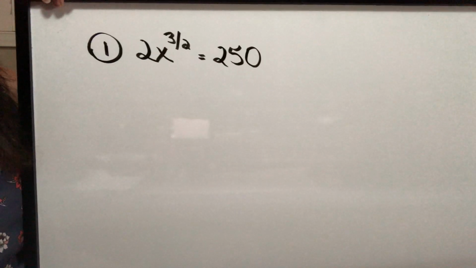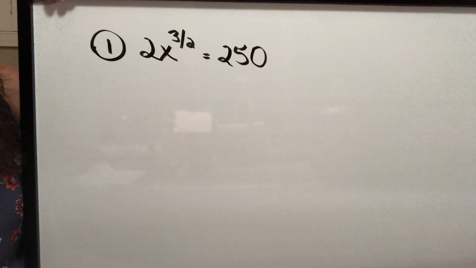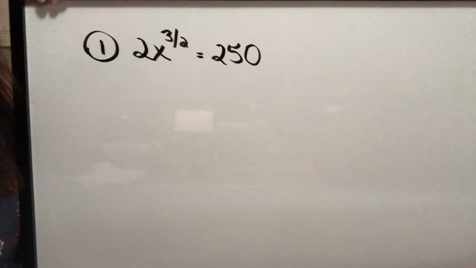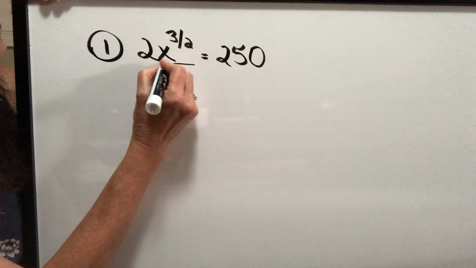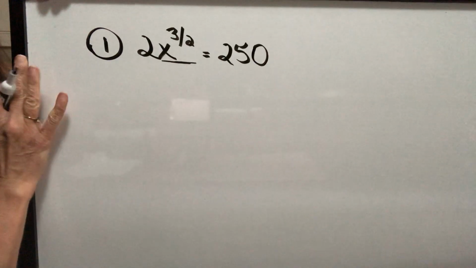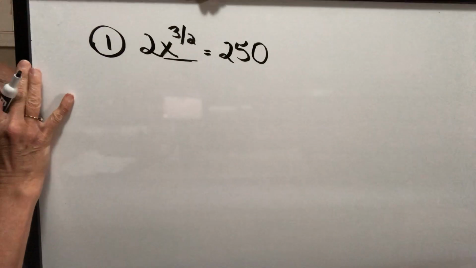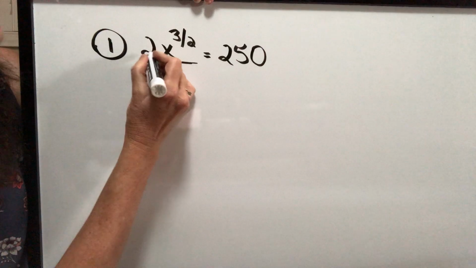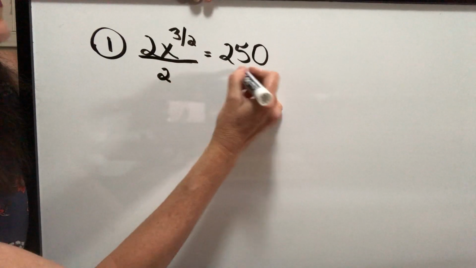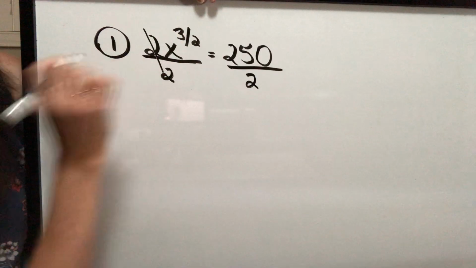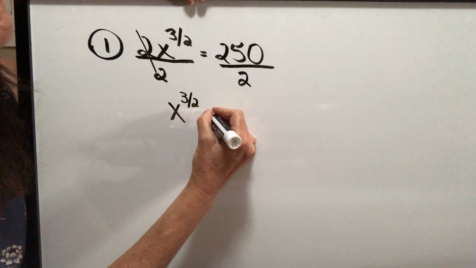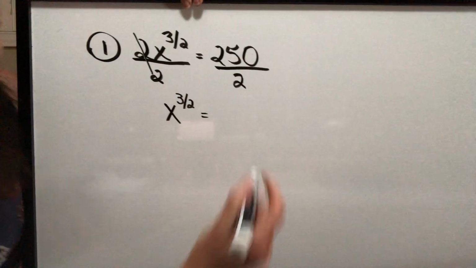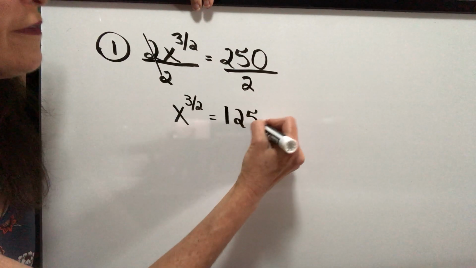So the goal, first of all, is to get the x that is raised to a power by itself. So we want just this part to be by itself. The 2 is not part of that, so we want to eliminate the 2 right now. I'm going to begin by dividing both sides by 2. That will cancel those 2's, of course. So I'll have x to the 3/2 power, and then 250 divided by 2 is 125.